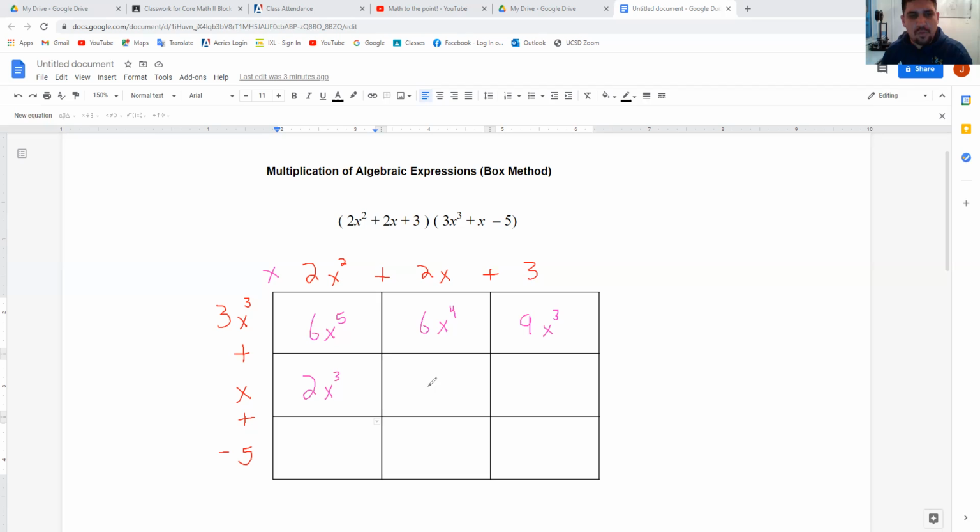X times 2x will be 2x to the power of 2. And x times 3 will be positive 3x. Last row. -5 times positive 2x to the power of 2, that'll be negative 10x to the power of 2. -5 times 2x, that will be negative 10x. And then -5 times 3 will be negative 15.